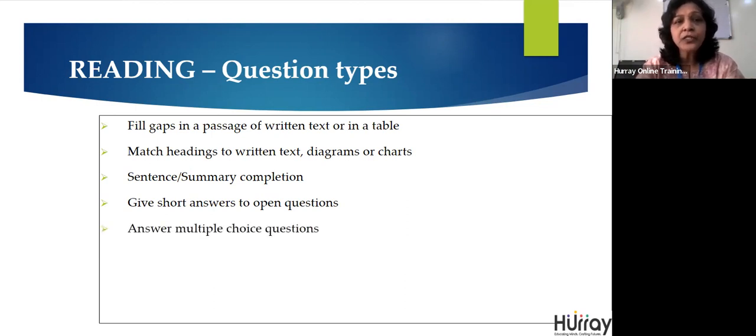Yet another question is answering multiple choice questions, which we generally refer to as MCQs. That's another question type which you could get. And again, you have to read the instruction, whether you have to choose one answer from the options or 2 or 3, it will be suggested in the instructions.